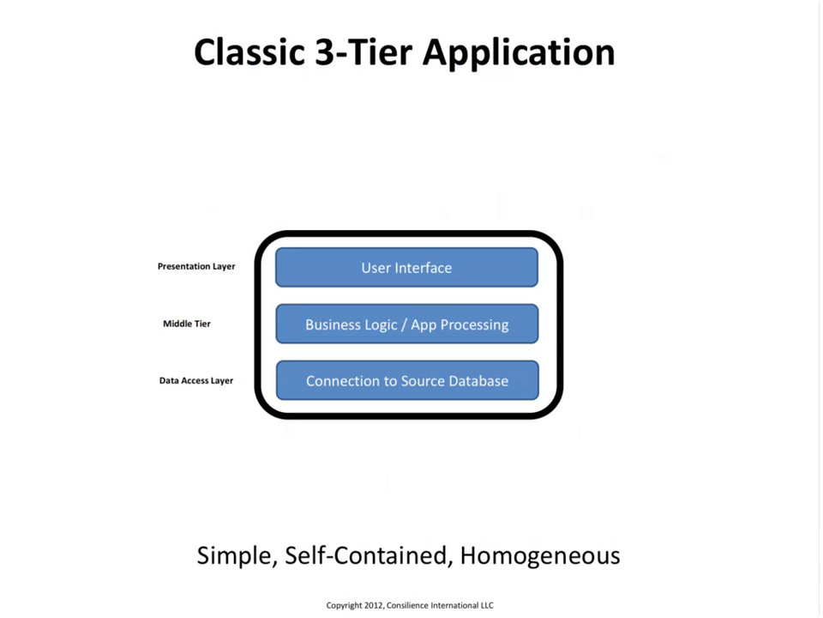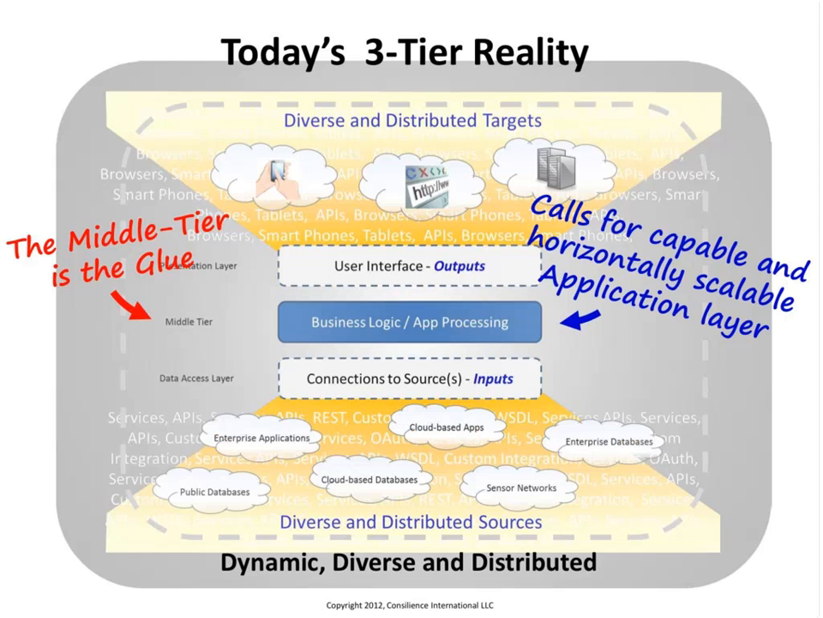And usually this is resolved in the classic 3-tier application, a nice, simple self-contained box. This is sort of the traditional siloed app, right? It's got its own user interface, its own business logic, and its own connections to a database, and traditionally just one, right? But the real world today, we're looking at something much more complex, right?